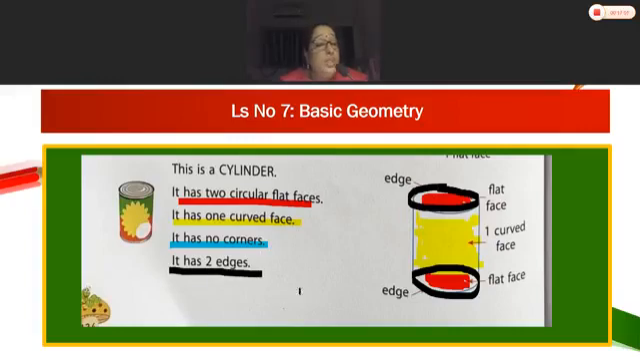Okay, now this is a cylinder. It has two circular flat faces with the red color. See in the figure, here and here. It has one curved face with the yellow color. It has no corners. It has two edges with the blue color. You can see one edge and two edges. So this is the cylinder.